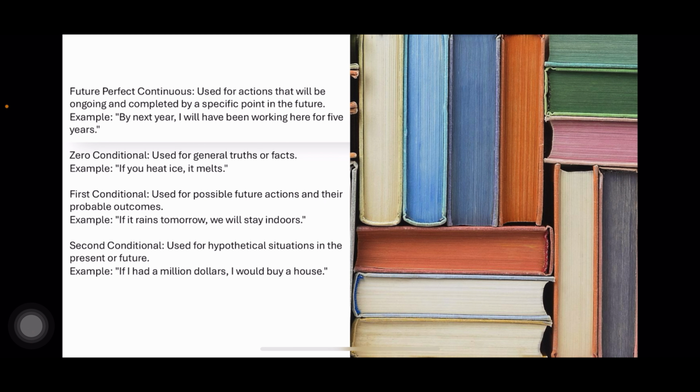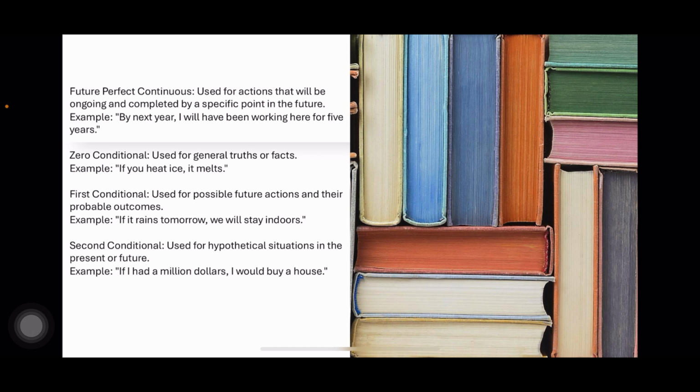Future perfect continuous. Used for actions that will be ongoing and completed by a specific point in the future. By next year, I'll have been working here for 5 years.